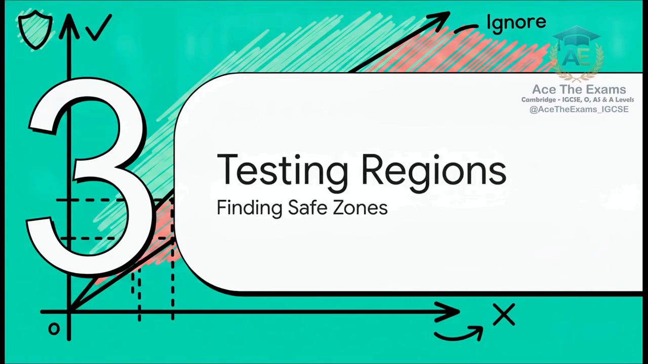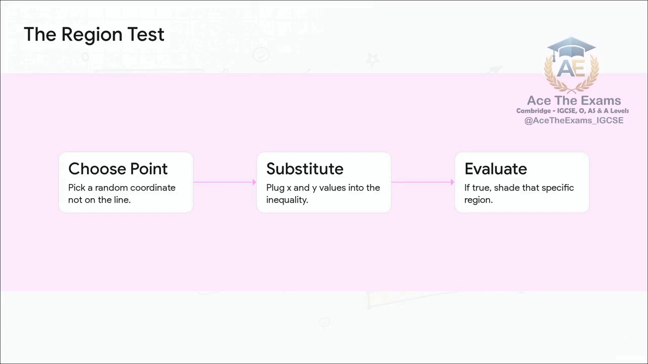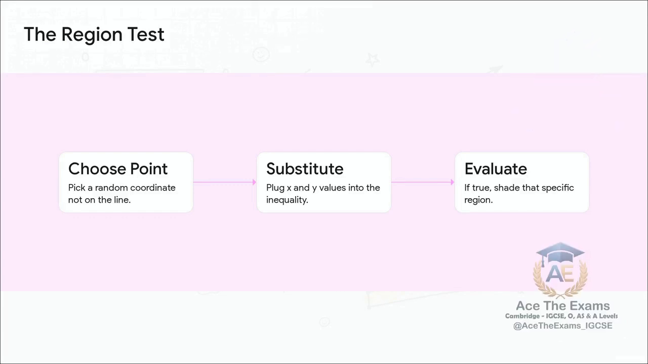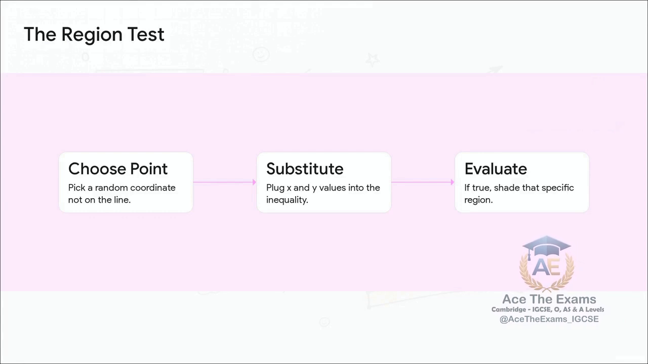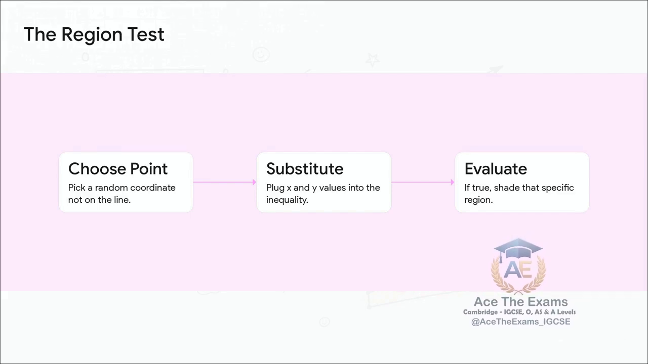Section 3. Testing the regions, finding the safe zone. So, you've translated your symbol and you've drawn your line on the graph, either solid or dashed. But a line just splits the graph into two halves. Now we have to figure out which side of that boundary actually satisfies our mathematical rule and which side we need to ignore.